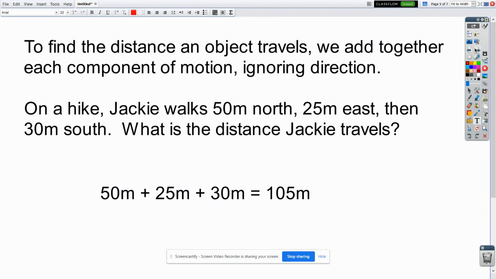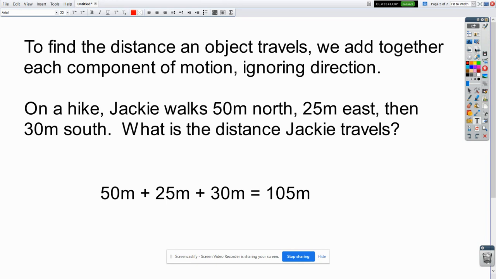To find the distance an object travels, we add together each component of the object's motion, ignoring the direction of that motion. Here is a very simple example of what a distance word problem would look like. On a hike, Jackie walks 50 meters north, 25 meters east, then 30 meters south. What is the distance that Jackie travels?